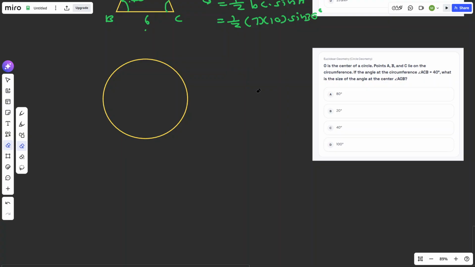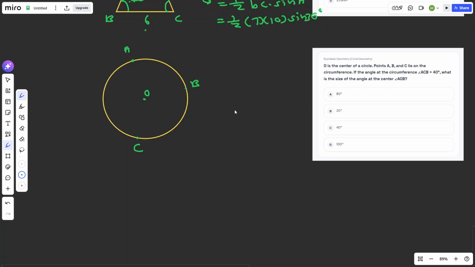So in this question here, what are we given? We are given O as the center of a circle, and we've got points A, B, and C that lie on the circumference. So we've got this point here, we'll call it A. We've got another point here, we call it B, and we've got another point here, we'll call it C. So all these points lie on the circumference, and we've got O as the center.